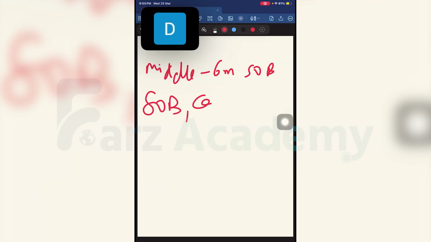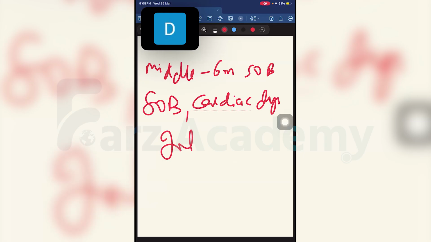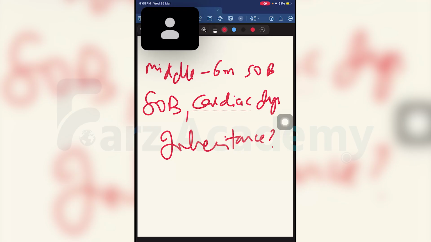On evaluation, you find that the son has cardiac dysfunction also, which is probably because of myocardial involvement. And the patient is now gradually developing difficulty in walking and calf pseudohypertrophy. Tell me the inheritance pattern of this disease. This is X-linked. Very good. Tell me the diagnosis. Duchenne muscular dystrophy. Very good.